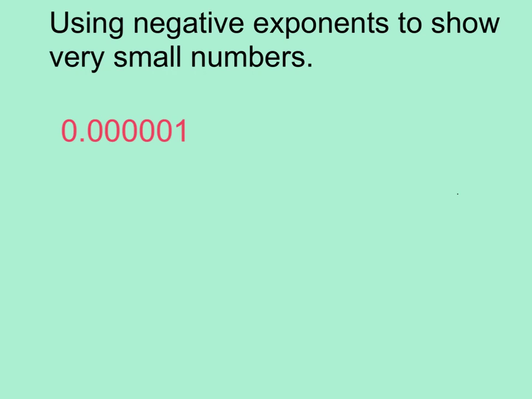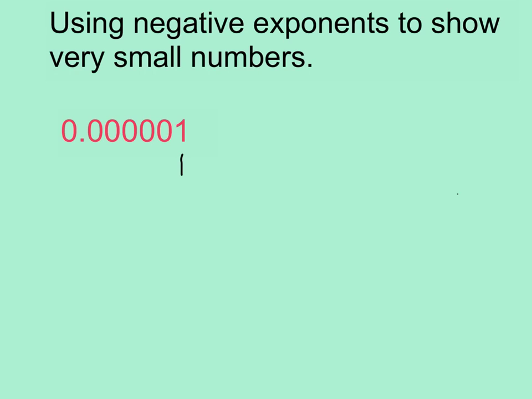So I can also use negative exponents to show very small numbers. So in this case here, we have the number 1/1,000,000th. Now the first thing I want to do when I'm doing this is to figure out what my base number is. In this case, it's 1. Now if it was a 7 here, my base number would be a 7. If it was 0.000023, my base number would be 23.